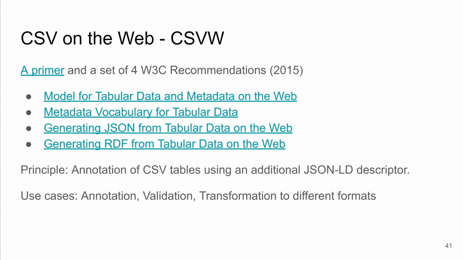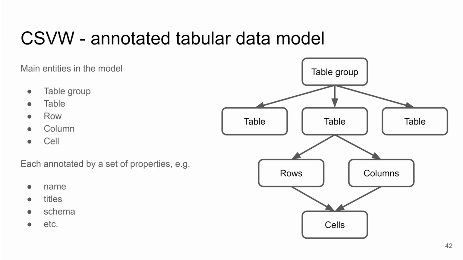And when you look at the list of the standards, the first one actually introduces a data model for tabular data. The second one establishes a vocabulary, which is an RDF vocabulary for describing what is in the data model. And then the last 2 recommendations deal with this transformation to different formats. The first one deals with transformation to JSON, and the second of those 2 deals with transformation of tabular data to RDF. But let's start with the data model.